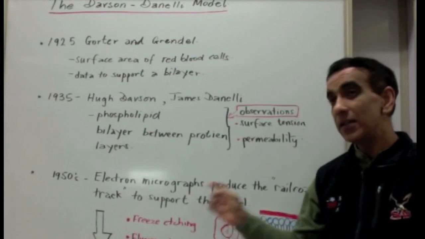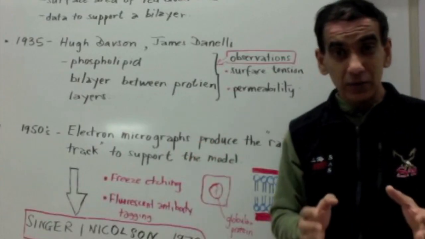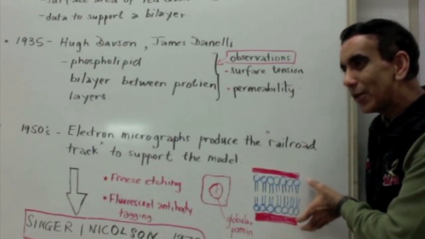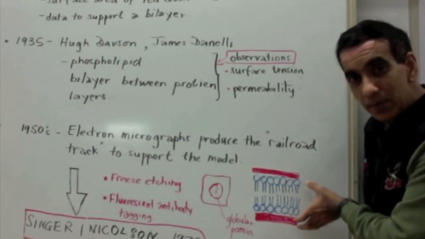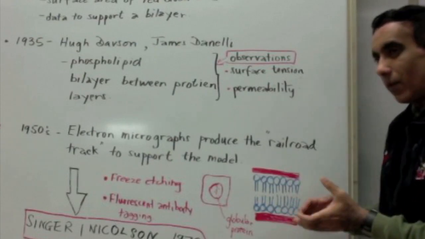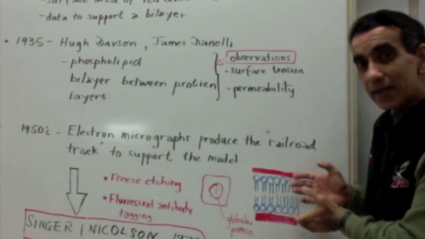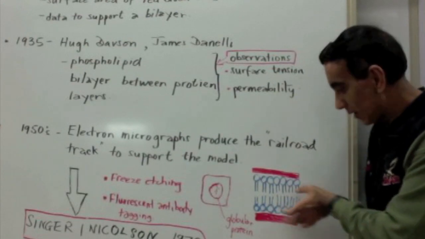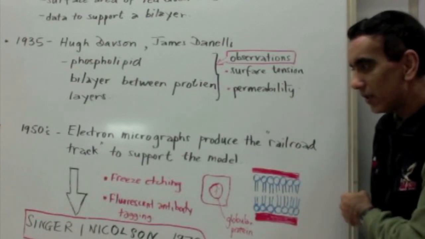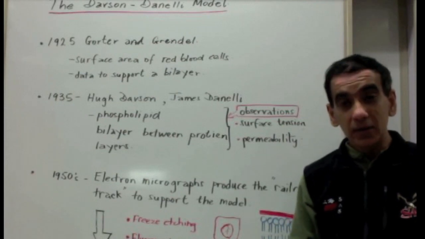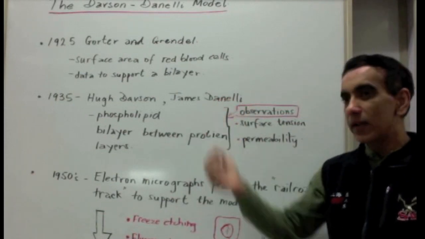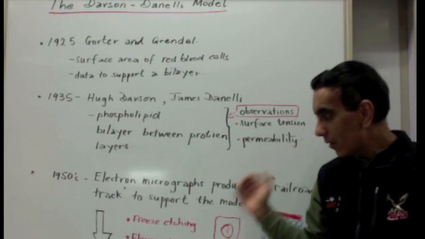In fact, in the 1950s, with advances in electron microscope technology, the evidence to support this sandwich model from Davson and Danielli became even stronger, with electron micrographs showing the classic railroad track with two dark lines on the outside to represent the proteins and two lighter lines on the inside. So the Davson-Danielli model of the cell membrane remained for some time, with its birth in 1935 way up into the 1960s.